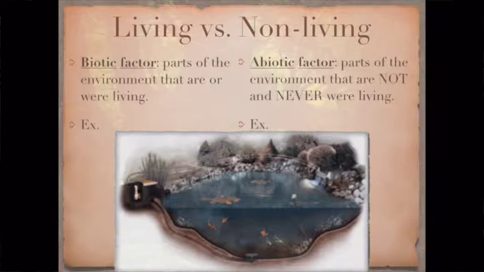Now, the other side of what makes the pond work is the abiotic factors. These are things that are not living, never were living, never will be living. These are air, nutrients in the soil, rocks, things like that. They're going to help the living things succeed, but they themselves are not living, even though they're really important.